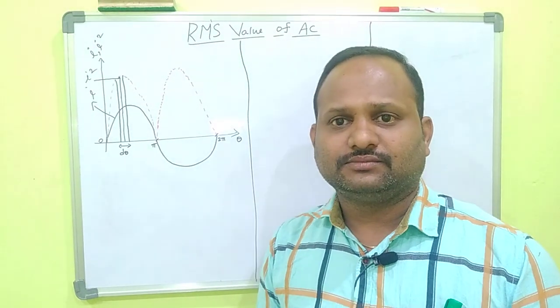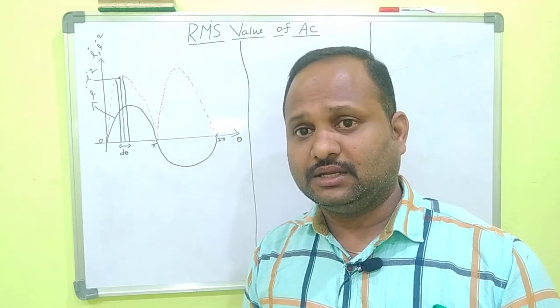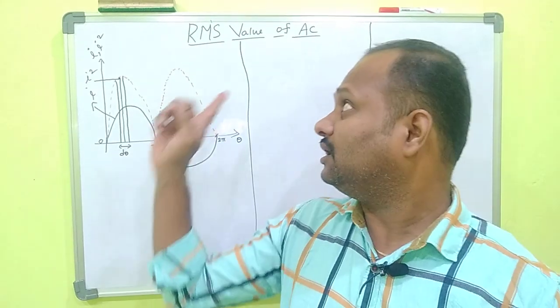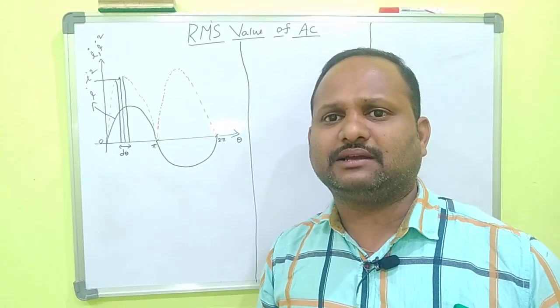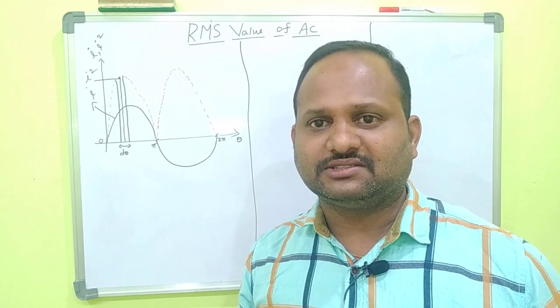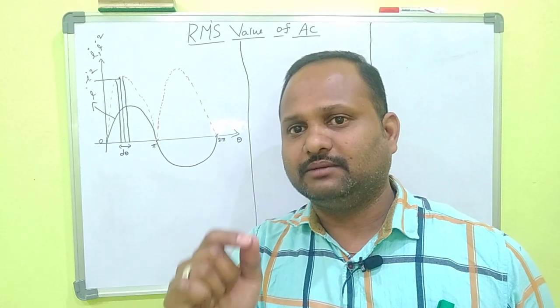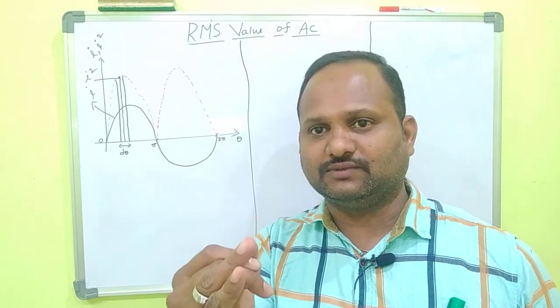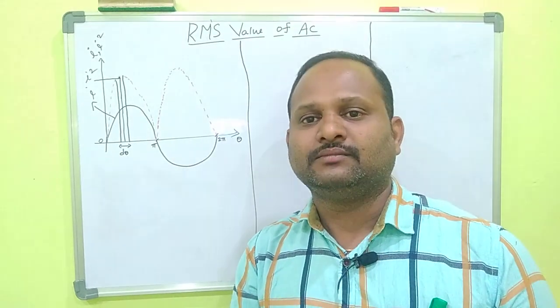Last class we discussed alternating current, the mean value of AC, and the importance of the mean value and the RMS value of AC. The alternating current changes its magnitude with respect to time continuously, and it also changes its direction at regular intervals of time. So we have to find the mean value of AC and the RMS value of AC.